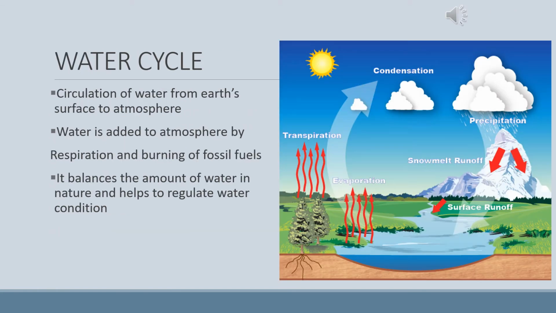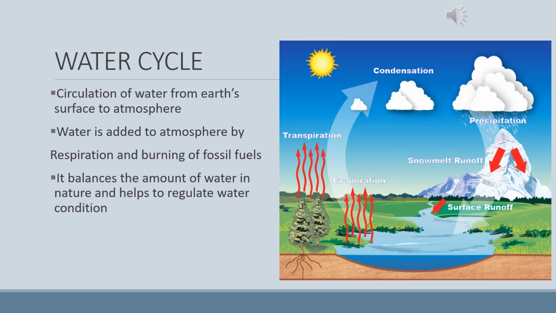As we have seen the three states of water and how the different processes are involved in the interchange of these three phases, it is represented by the water cycle. The water cycle is a cyclical process through which the different states of water keep interchanging. So the circulation of water from the Earth's surface to the atmosphere and again from the atmosphere back to the Earth's surface is called the water cycle.